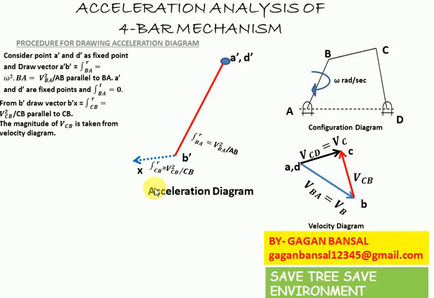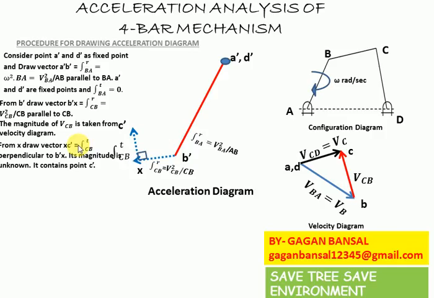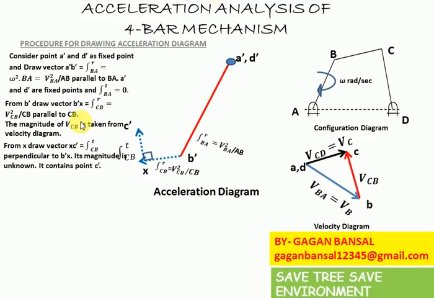Then from X draw vector x c dash, which is equal to the tangential acceleration of C with respect to B, and it is perpendicular to B dash x. Its magnitude is unknown and it contains point C dash.